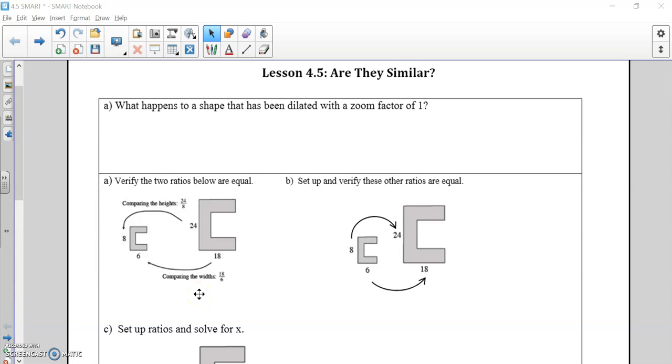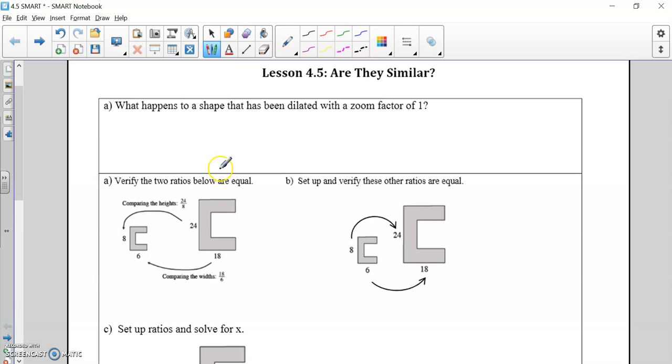Hey guys, welcome to lesson 4.5, where we're going to continue exploring the idea of similarity and scale factor. So before we move towards making some scale factors and ratios, I do want to review a question of what happens when you dilate a shape by a scale factor of 1.